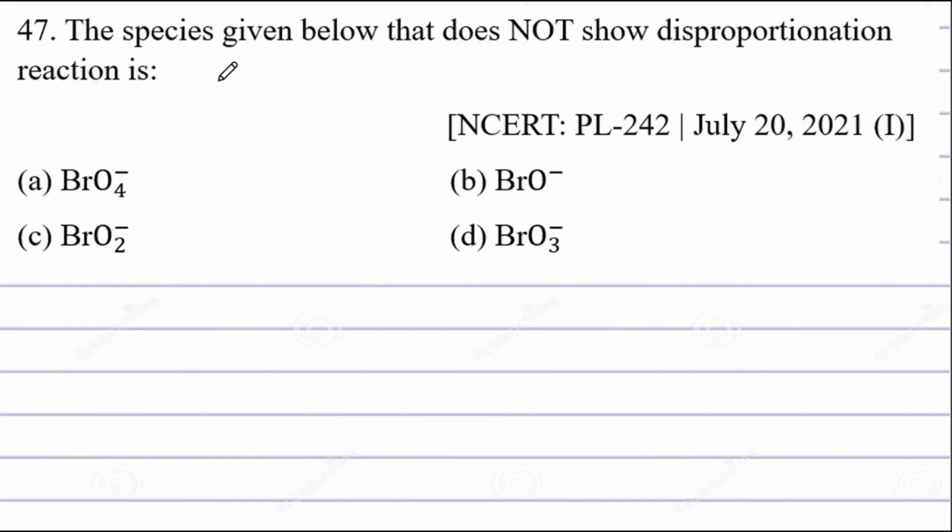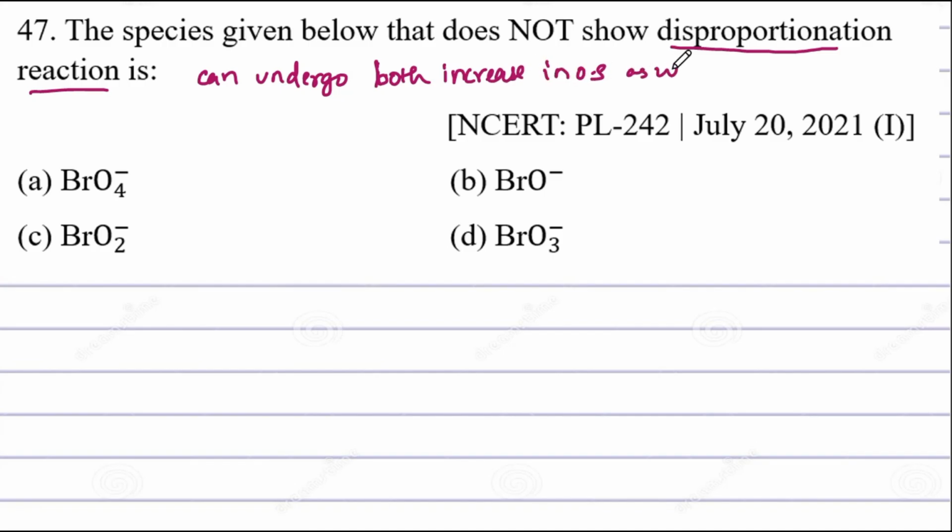Next question: the species given below that does not show disproportionation reaction. So again the same reaction. Here we are talking about disproportionation reaction. So you have to see whether the species can undergo both reduction and oxidation, that is, both increase in oxidation state as well as decrease in oxidation state. You have to see that. So let us find the oxidation state of bromine in all the four options.